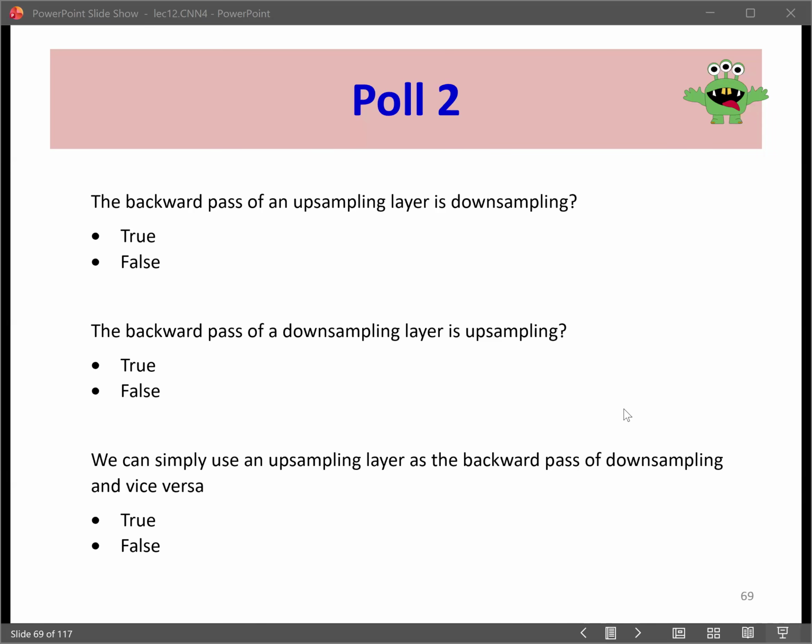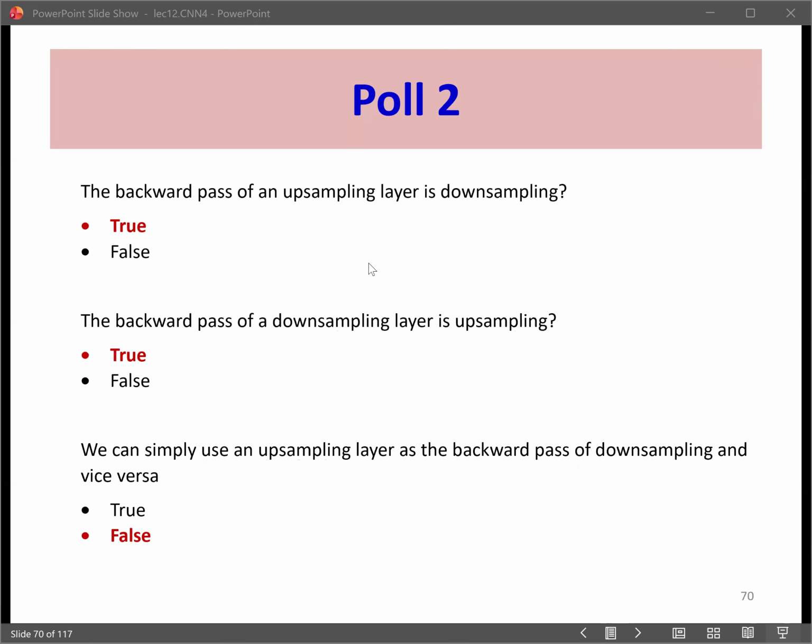Okay. I'll end the poll. Anybody want to answer these questions? True, true, false. True, true, true. Three twos. Okay, let's see.